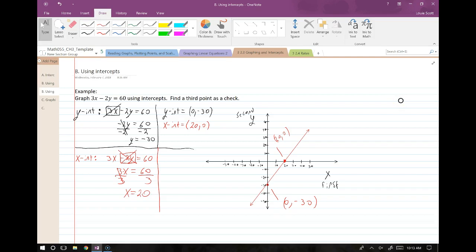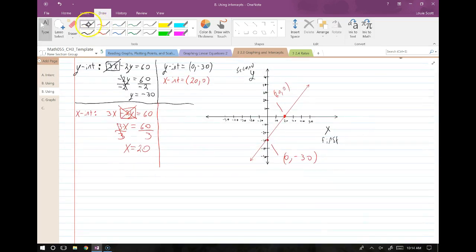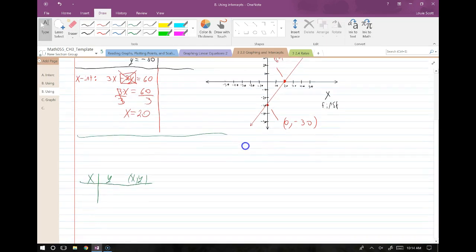Okay, so this does ask us to find a third point as a check, so we're going to go ahead and do that. I'm going to do that below here. Compartmentalize my stuff again here. So to find a third point, we just create our little tables, right? X, Y. All right, what's a good point? I don't know, 30 looks like a pretty solid point. Let's go ahead and calculate x equals 30.